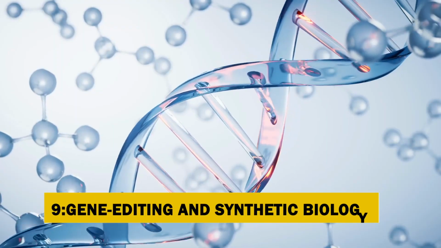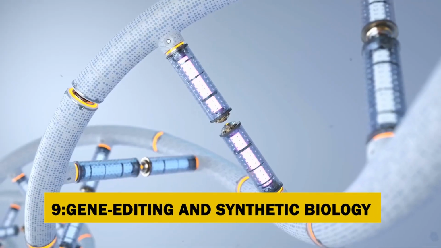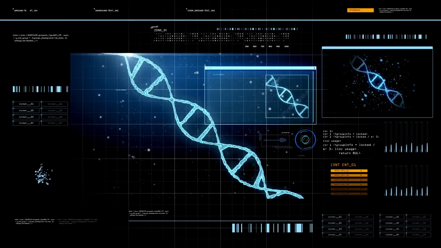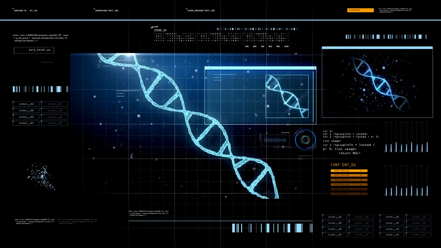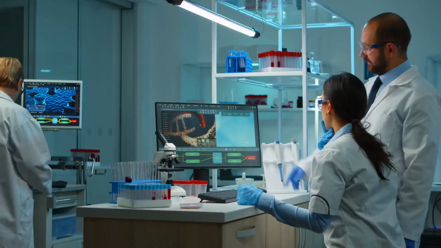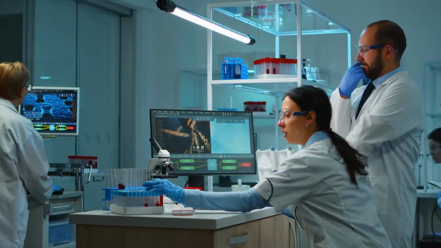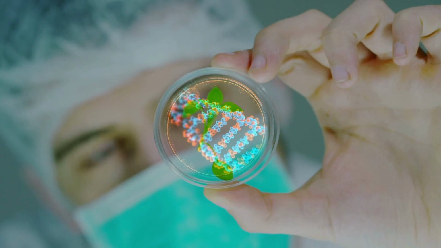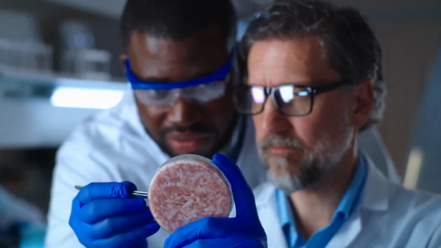Number 9. Gene editing and synthetic biology. Gene editing and synthetic biology are related fields in biotechnology that focus on manipulating genetic material for specific outcomes. Gene editing involves precise alterations to DNA, while synthetic biology involves designing new biological systems. Though these fields offer solutions in medicine, agriculture, and industry, they also raise ethical concerns.